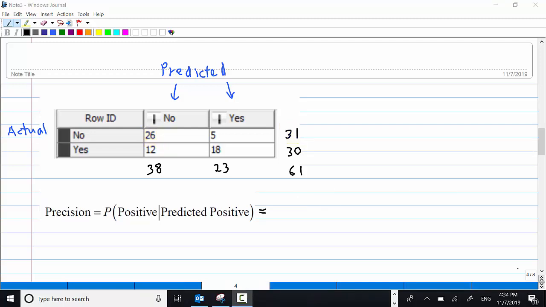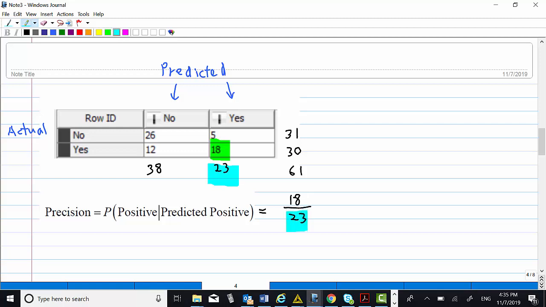Next, let's look at precision. This is a probability of positive given predicted positive. We are looking for the probability that they actually have heart disease, given that the prediction is that they have heart disease. All this information is captured inside here. We have 18 actually have disease, but the prediction is that 23 of them have heart disease. So this is actually 18 out of 23. If I use color code, this is called precision. And this is equal to 0.783, which is 78.3%.